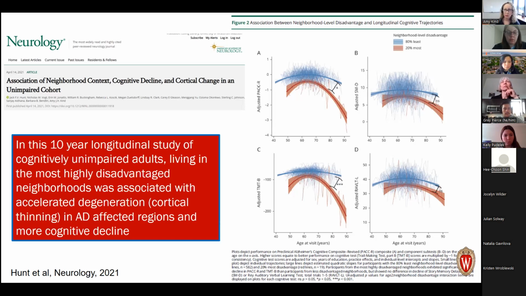Remember, these are individuals who don't have dementia, they don't have a diagnosis, but their brains are shrinking and they're losing those subtle cognitive abilities. And it seems to be highly associated with where they're living. And likely, of course, other mechanisms are going on there and need to be unpacked, but very concerning nonetheless.